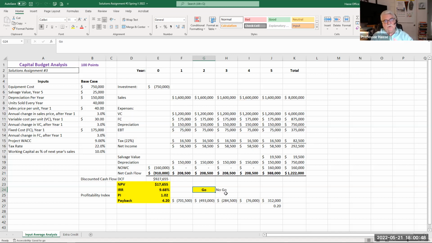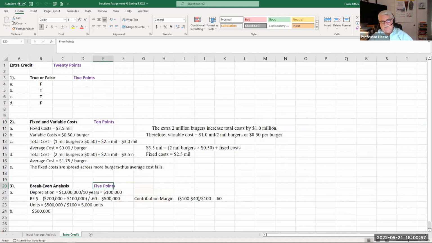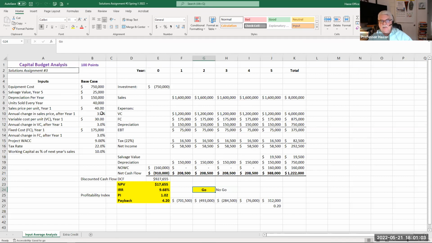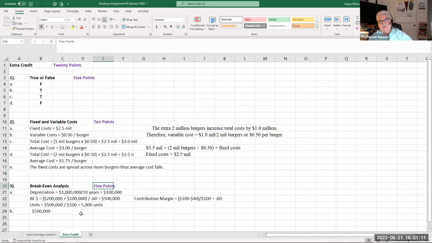So that's all worth 100 points. That analysis, as you see in front of you, is worth 100 points. Then we had 3 extra credit questions worth an additional 20 points. So whatever you received on your capital budget analysis, which is indicated on the sheet, add whatever you received in extra credit.